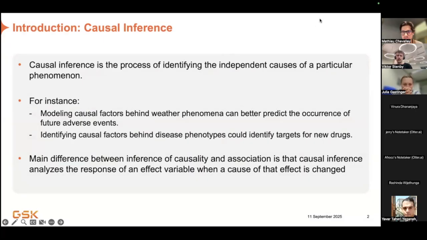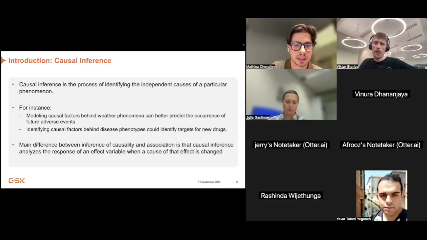So the main goal of causal inference is to identify causes of some phenomenon. For example, in weather or climate, you can try to understand which variables affect the weather, what are the causal factors behind those phenomena. Same thing in biology, especially what is driving a disease. If you understand the causes, you can then target them. The main difference is that we're not only looking at prediction or association, but we want to understand what happens when we intervene, for example, when we give a drug to someone.